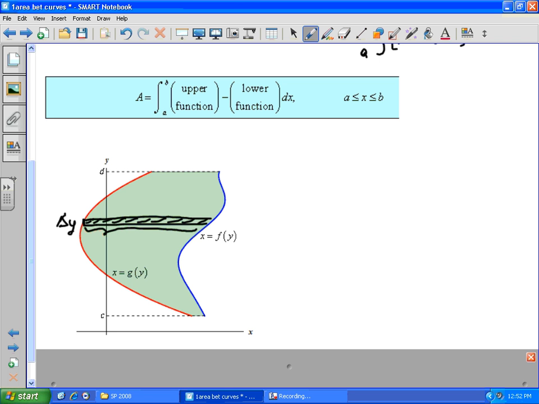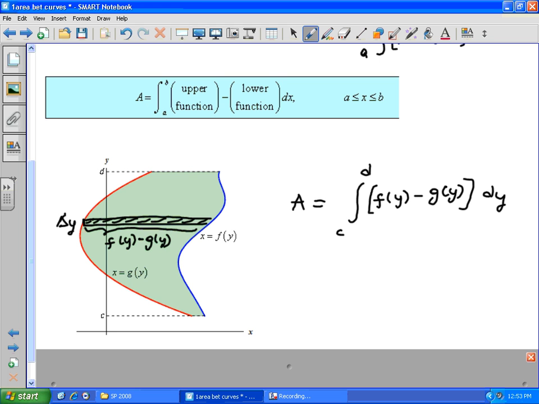Exactly. This time it's going to be right minus left, just like it was top minus bottom previously. Now it's going to be f of y minus g of y. So the area between two curves is going to be equal to the integral of the right function, in this case f of y, minus g of y, the left function, dy. And how about the limits of integration? It's going to go from c to d.